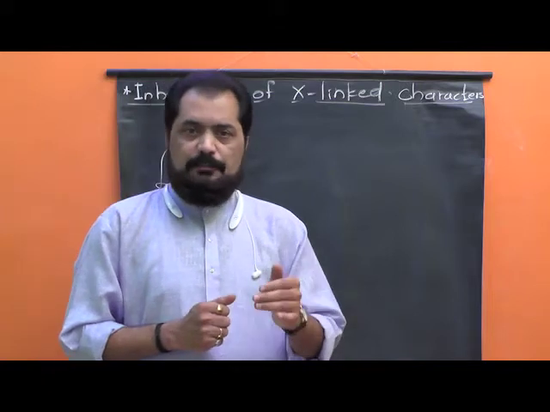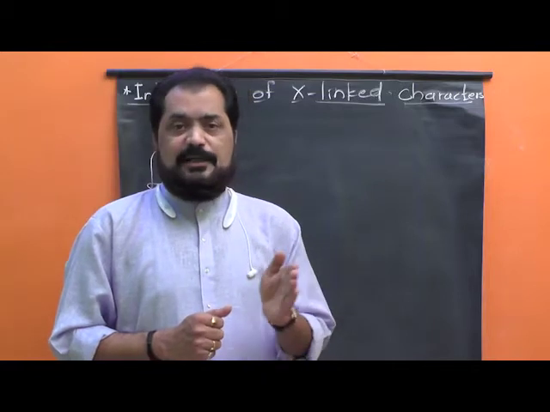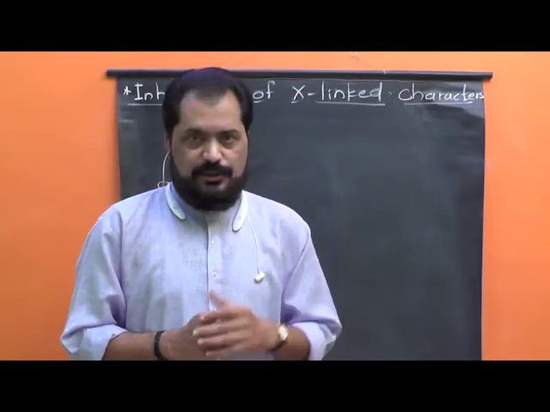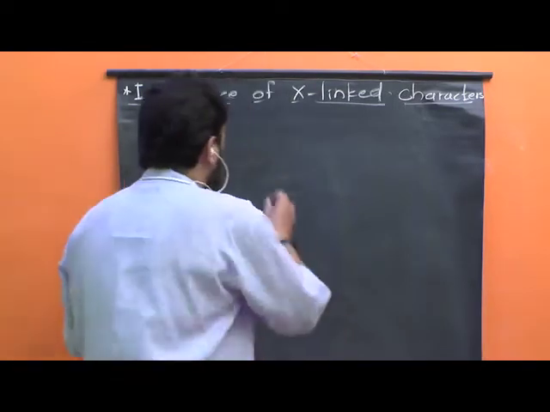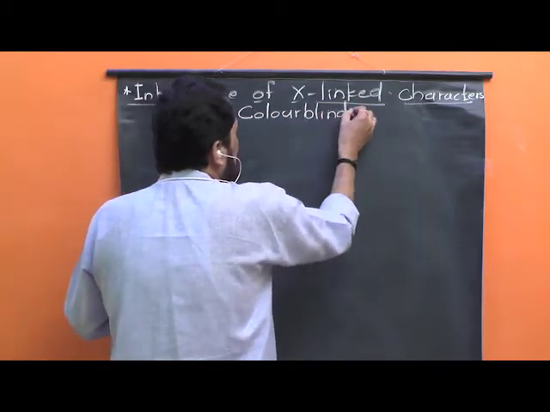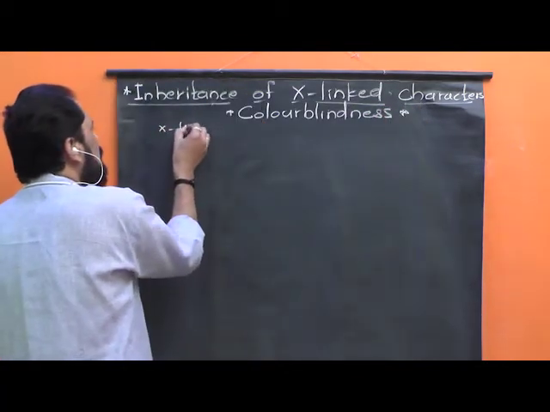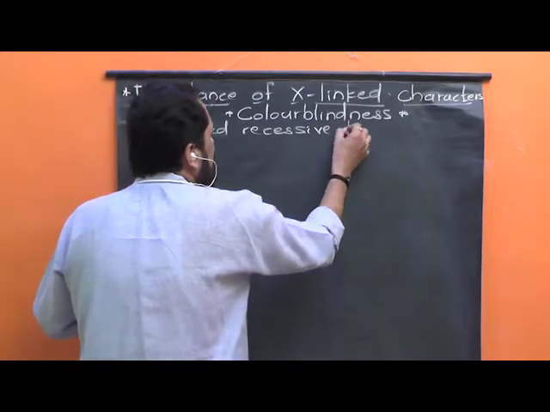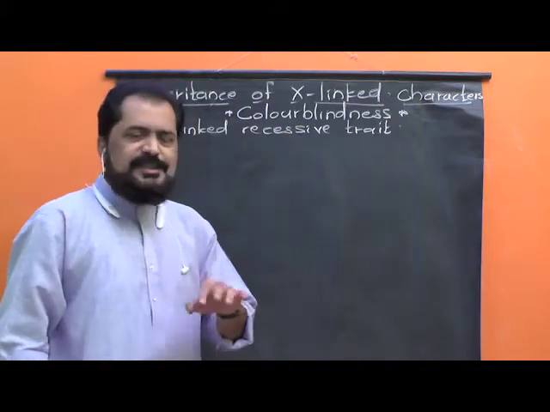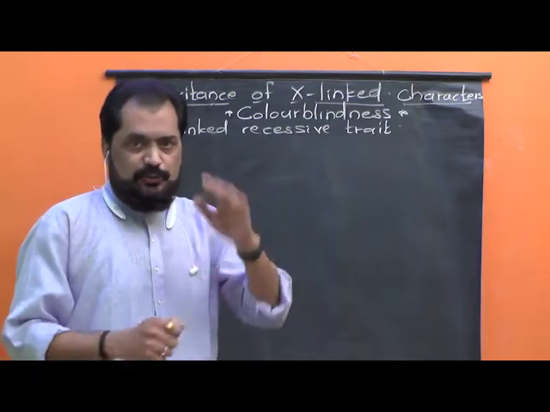Hemophilia, myopia, muscular dystrophy, all these are the examples of X-linked recessive characters. Actually, these are X-linked disorders. So first of all, let us talk about color blindness. As I said just now, color blindness is an X-linked recessive disorder, X-linked recessive trait. It means this trait, this disorder, is controlled by an X-linked recessive gene.